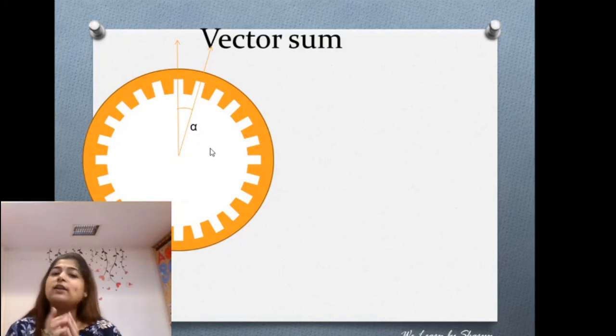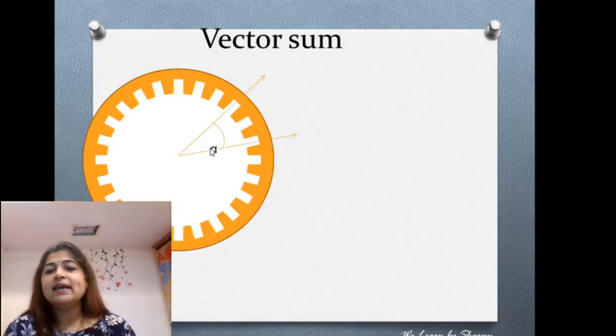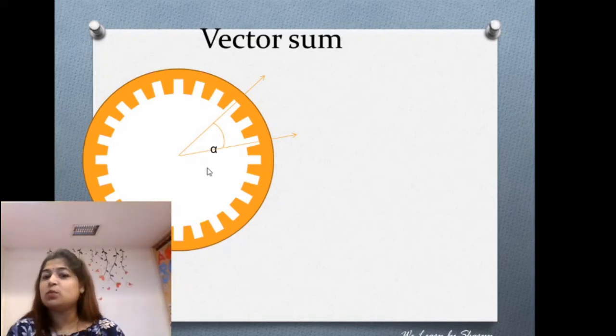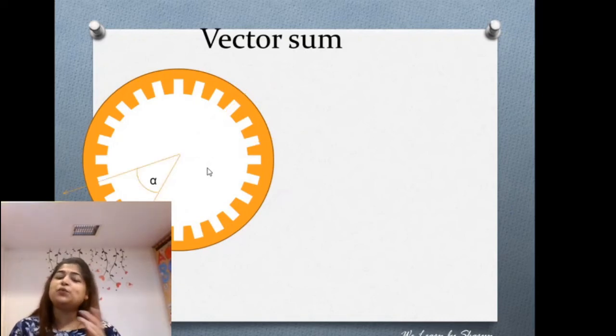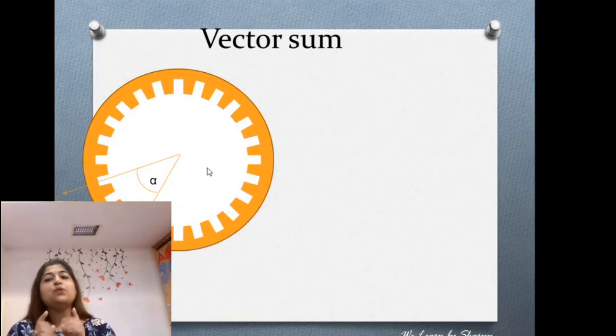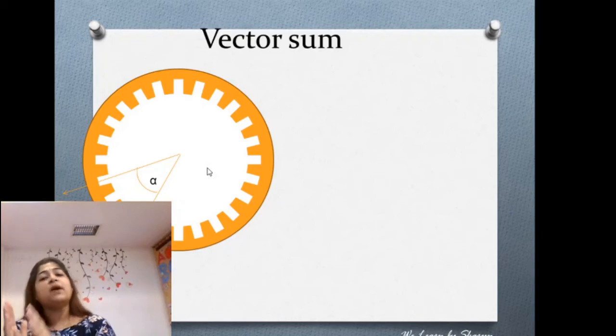Here the coil is shorted by one slot angle, so alpha is the same as beta. Here the coil is shorted by two slot angle. It means it is shorted by twice beta, so alpha is equal to twice beta here. And here the coil is shorted by three slots, so alpha is equal to 3 beta. So now you get the difference between the two. Beta is always the angle between two adjacent slots and alpha is the angle by which the coil is shorted.